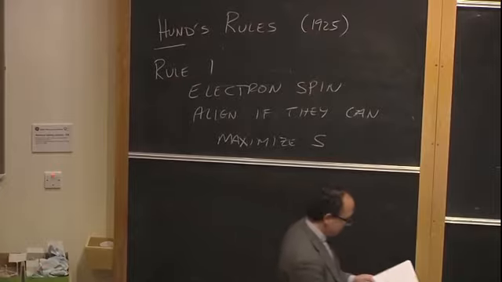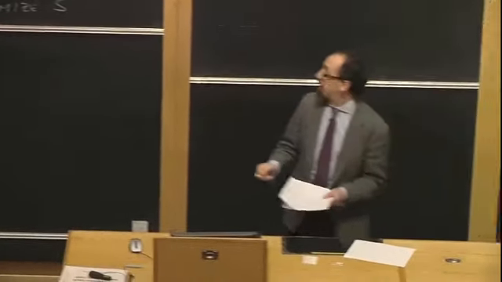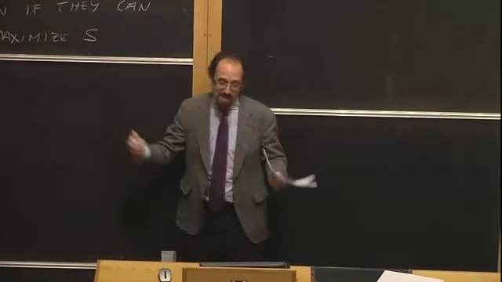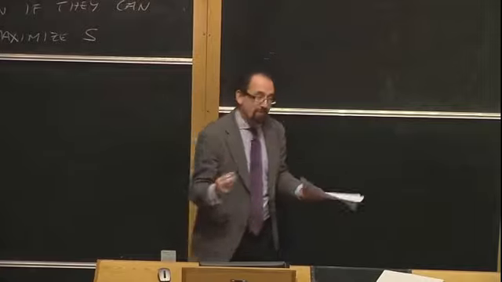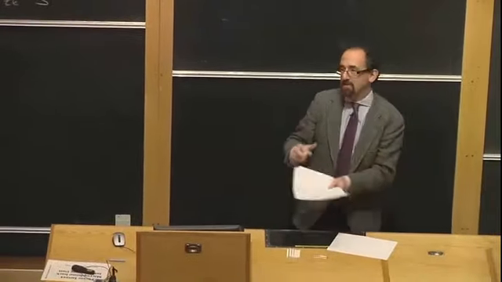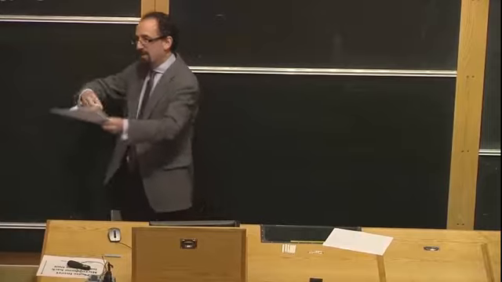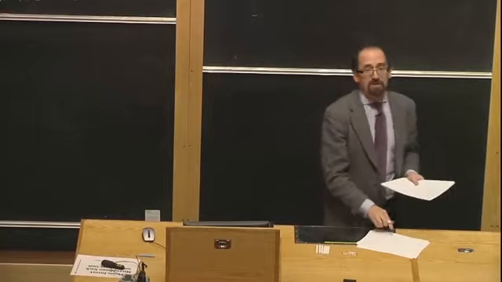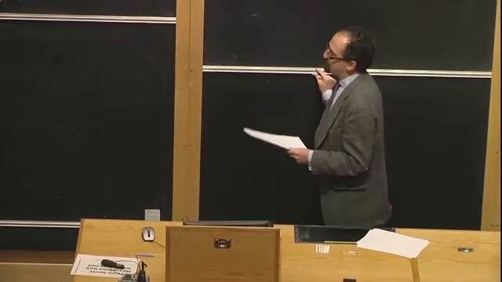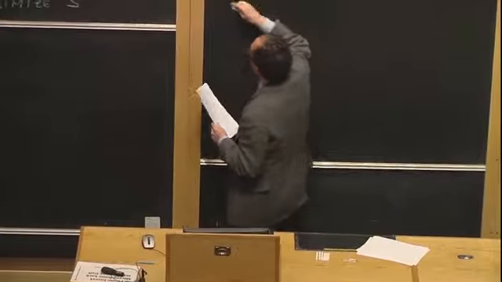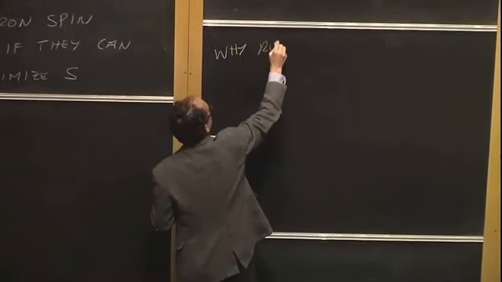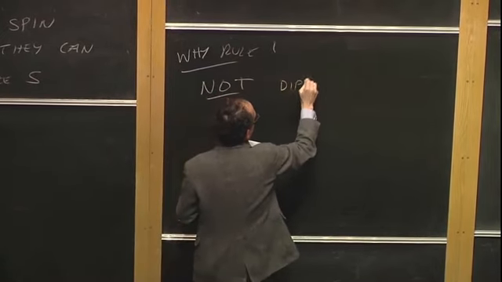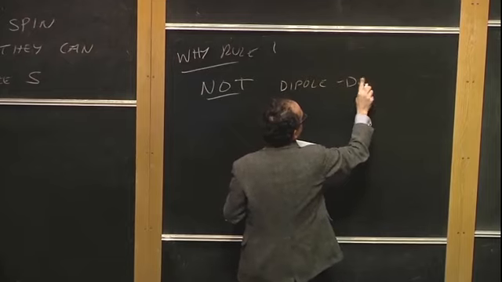All right? So this is actually a very nice rule because it's kind of like being a ferromagnet. In a ferromagnet, you get all your spins to align, and you maximize the total spin. It's not really a ferromagnet because we're just talking about a single atom here, so it's just a finite number of electrons, not a whole big solid of electrons, but at least it has the same qualitative physics. So can we understand why it is that the electron spins would want to align? Well, why rule one? Well, the first thing, it is not because of dipole interactions between the spins.